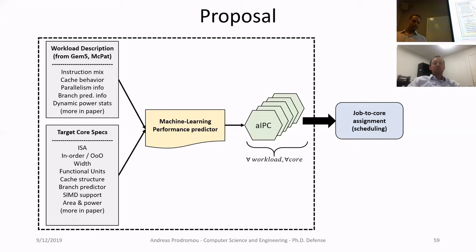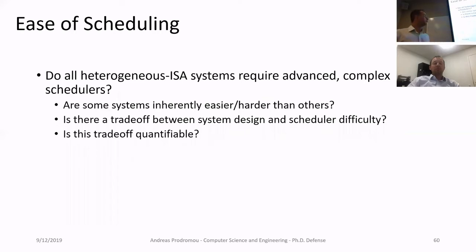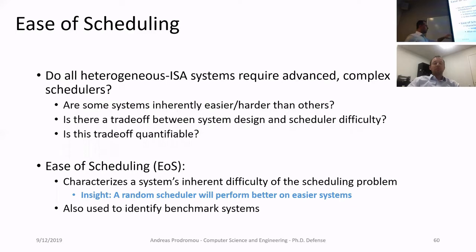The first question we have is, do all systems, heterogeneous ISA multicore systems, require advanced and complex schedulers? It could be that there's a trade-off. Maybe we can sacrifice a bit of peak performance to ensure easier scheduling. And we wanted to quantify it if there is one. So we came up with a metric called ease of scheduling, or EOS. Basically, you give it a collection of cores and it gives you a number between 0 and 1 that says how easy it is to schedule for that multicore. The insight behind it is if you have easier systems, a random scheduler will perform better.